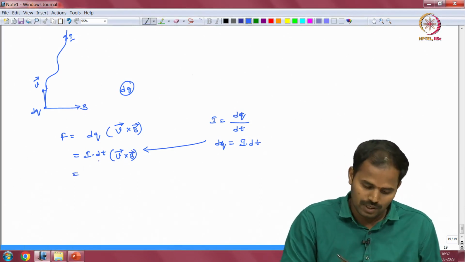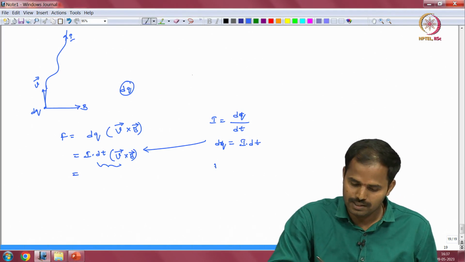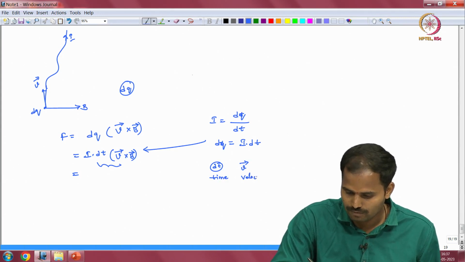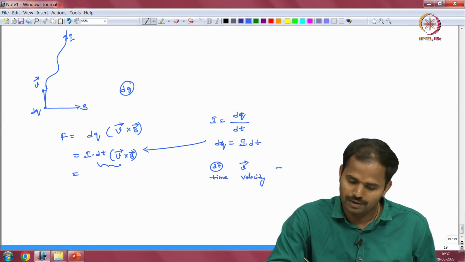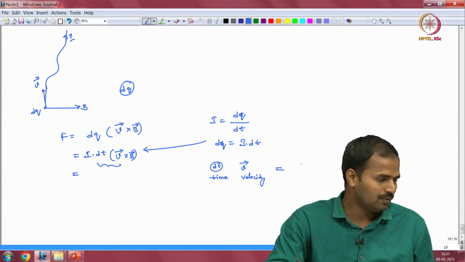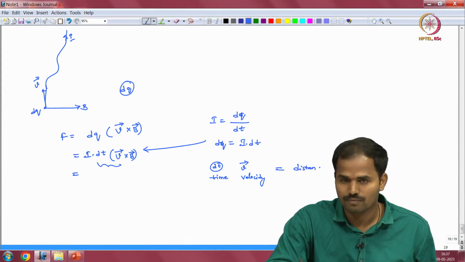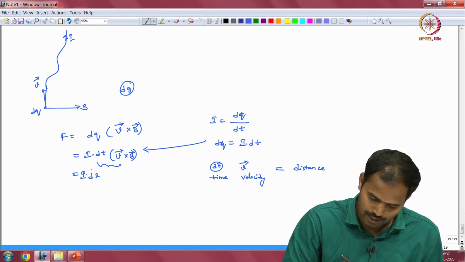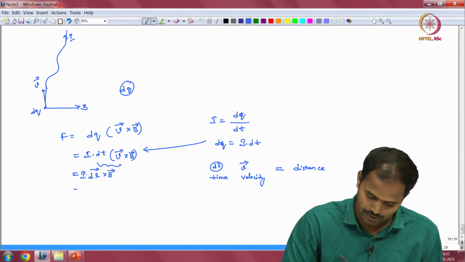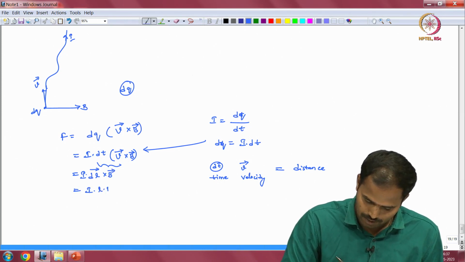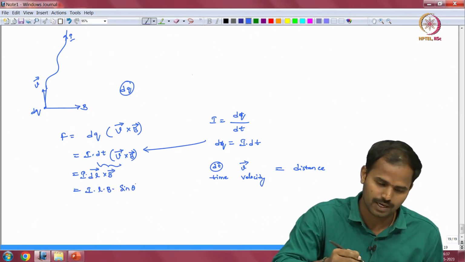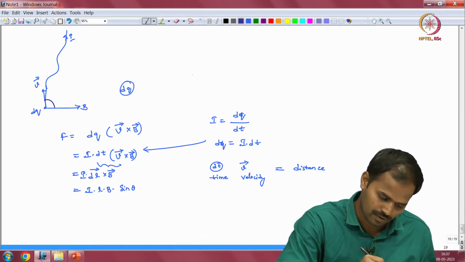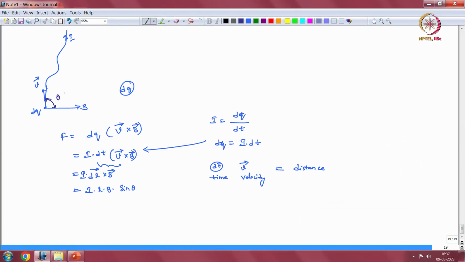Here dt is time and v is the velocity. Velocity into time is nothing but distance, so this is nothing but I dl cross B. So the force is I L B into sin theta, where theta is the angle between v and B.